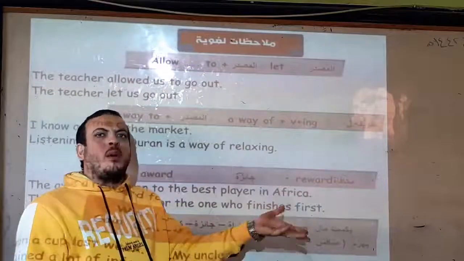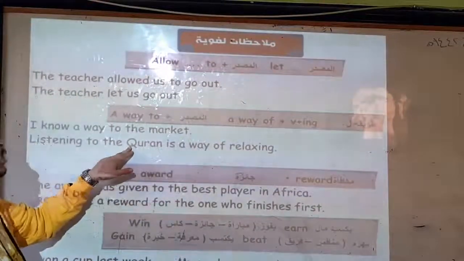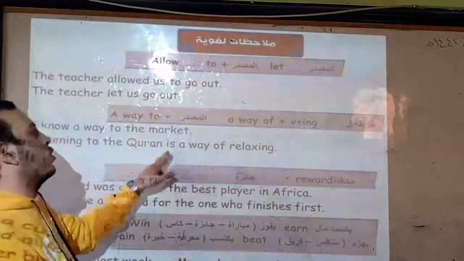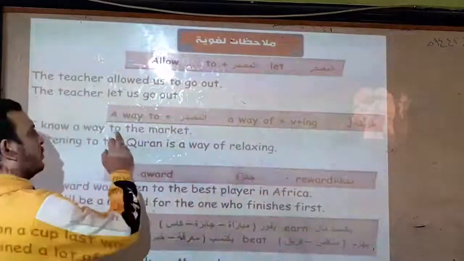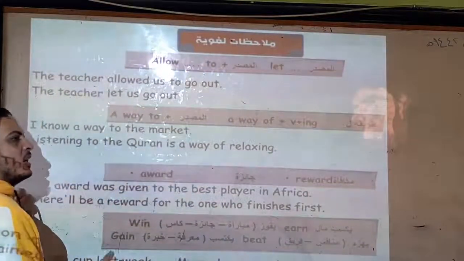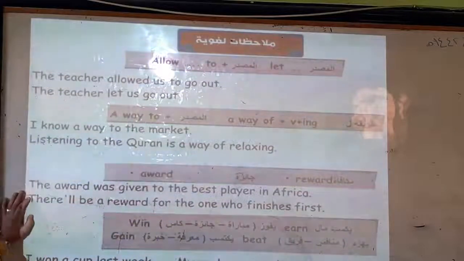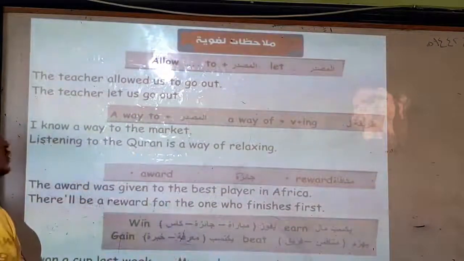I learned the way to answer these questions. Here we put an infinitive after to. Okay, listening to the Holy Quran is a way of relaxing. Here off is followed by a gerund, and here to is of course followed by a noun, but we wanted to put an infinitive, as I told you. For example: the way to answer these questions is, I learned how to answer this question, or I learned the way to answer these questions.